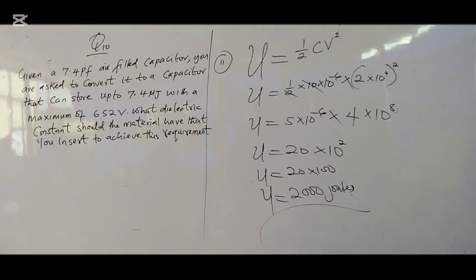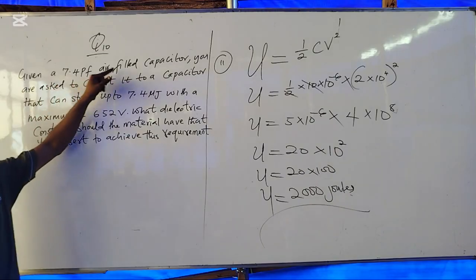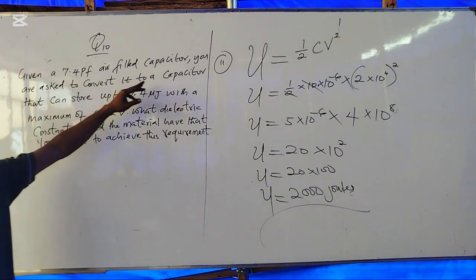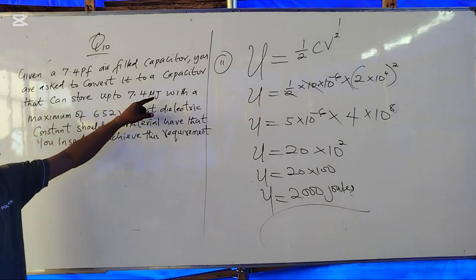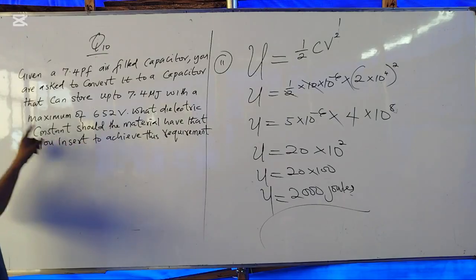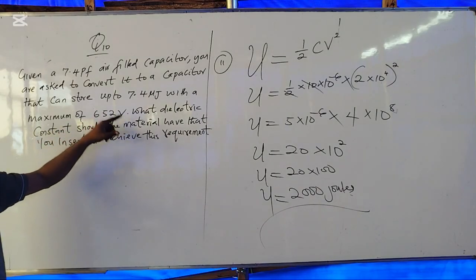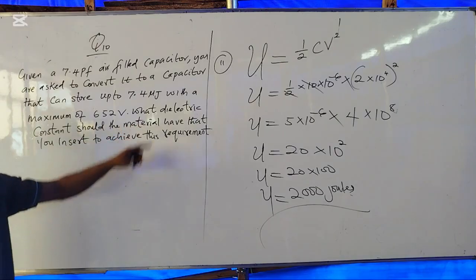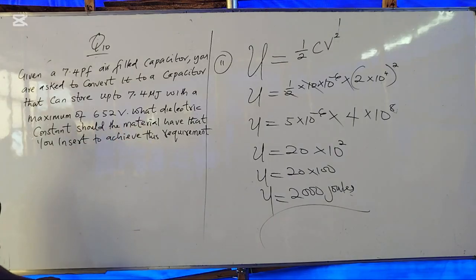This question, number 10, says: given a 7.4 picofarad air-filled capacitor, you are asked to convert it to a capacitor that can store up to 7.4 microjoule, with a maximum of 652 volts. What dielectric constant should the material have that you install to achieve this requirement? Do you get what I'm saying now?